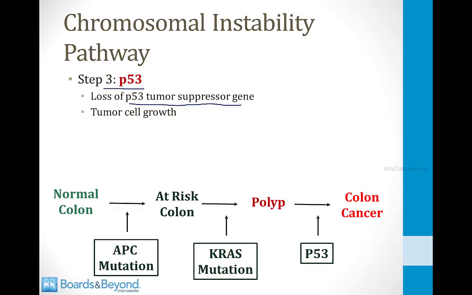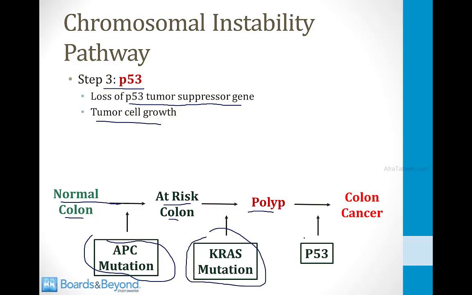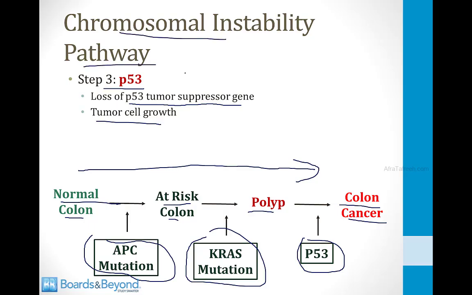Once p53 acquires a mutation, there can be tumor cell growth, and I've shown this at the bottom of the screen. So we begin with normal colon, we move through the APC gene mutation to an at-risk colon, we then acquire a KRAS mutation and we can develop polyps, and then finally there's a p53 mutation which leads to the development of colon cancer. And many colon cancers, especially on the left side of the colon, evolve by working their way through this genetic sequence, and it's called the chromosomal instability pathway. It's also called the adenoma carcinoma sequence.